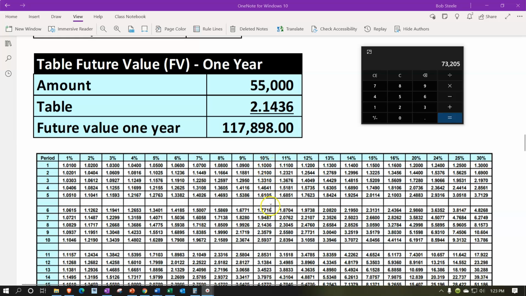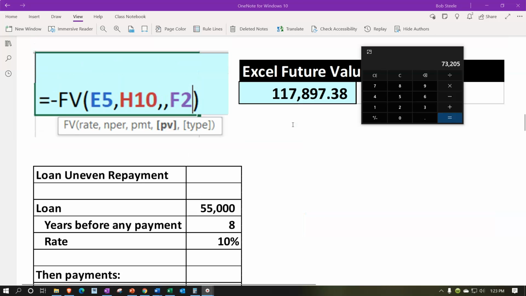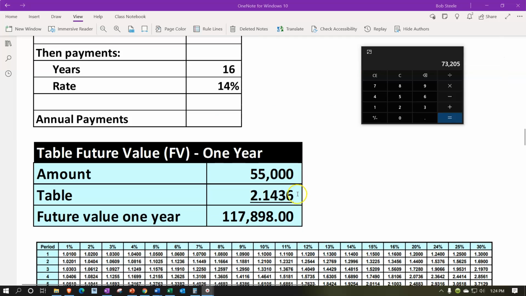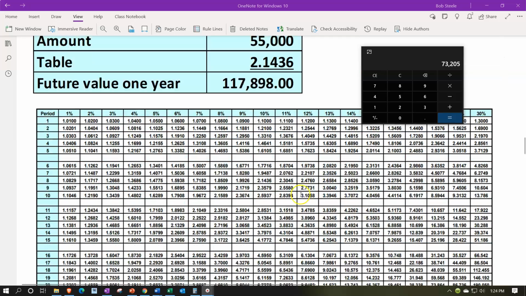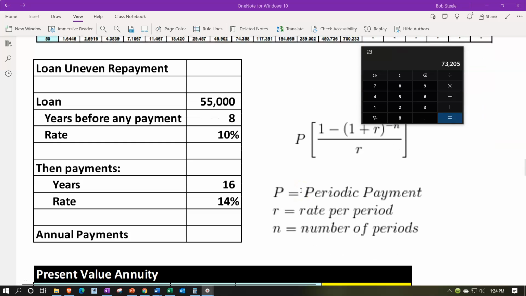So we got the 10, we got the 8, we got the 10, we got the 8, we got the 2.1436. So there it is, 2.1436. 55,000 times the 2.1436 gives us the 117,898, similar but not exact to the 117,897.38 due to the fact that the tables are rounded to the 4 digits.